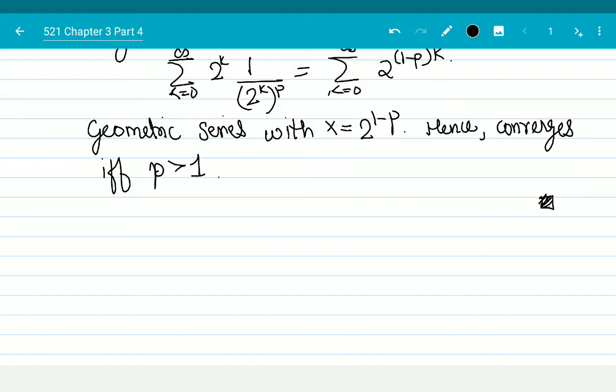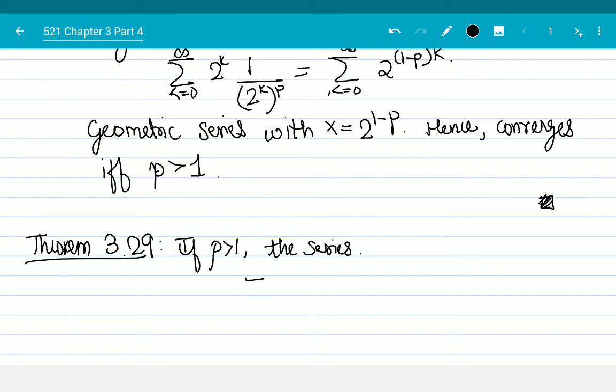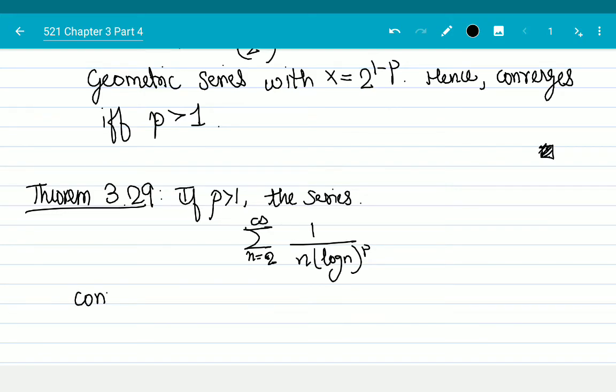Theorem 3.29. If p is greater than 1, the series summation n is equal to 2 to infinity 1 over n log n to the p converges, and if p is smaller than or equal to 1, the series diverges.